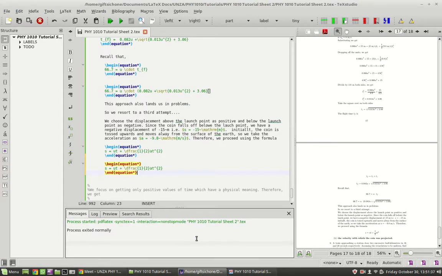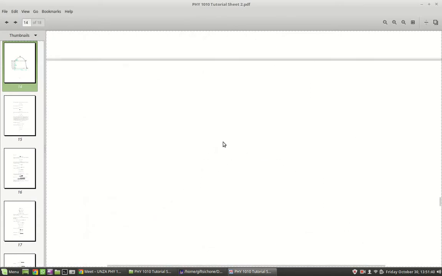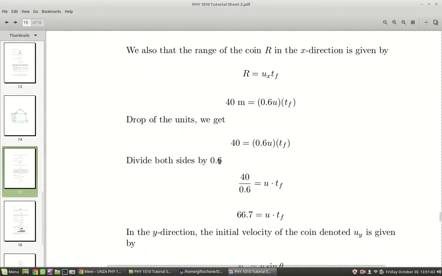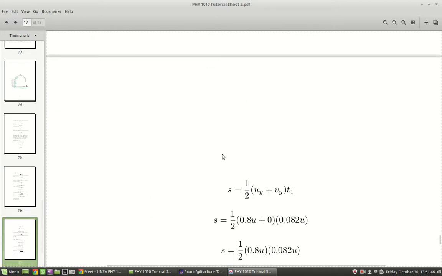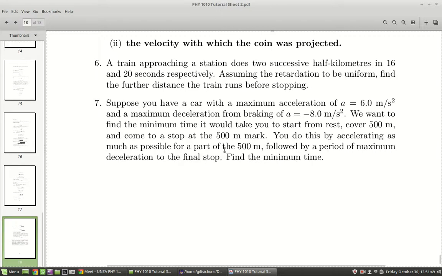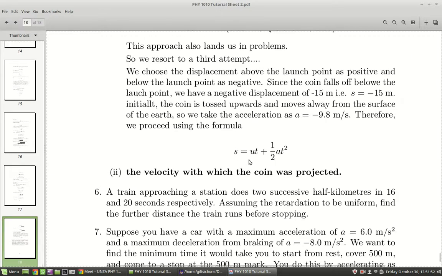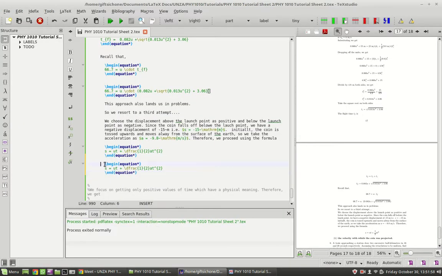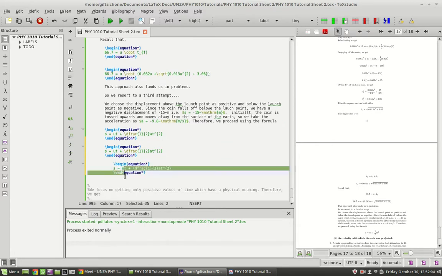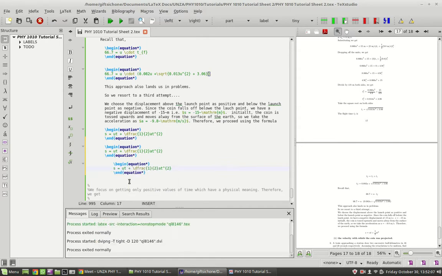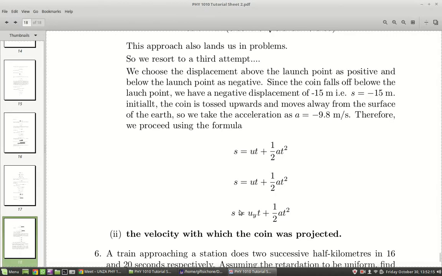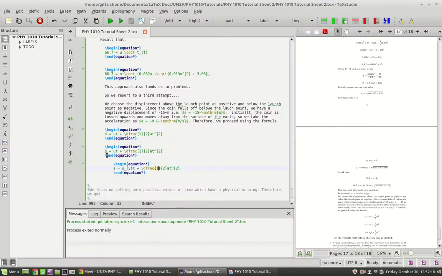So in that case we use the formula, since we know a couple of things. S is equal to uy t plus half a t squared. Now I need to change that just a bit so that it becomes S is equal to uy t, and so on. So we get this. Oh, hold on.